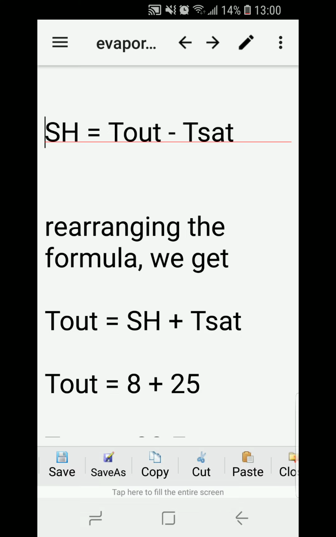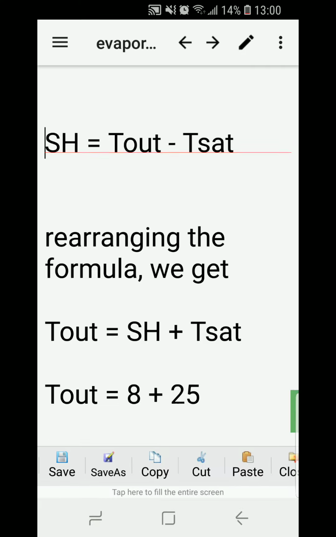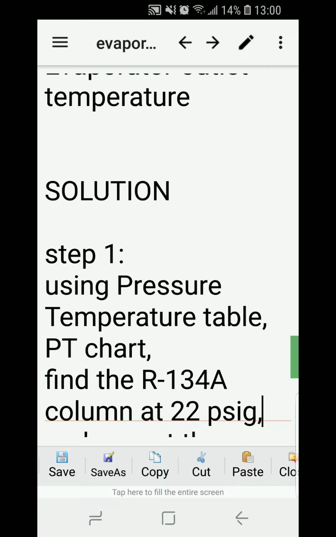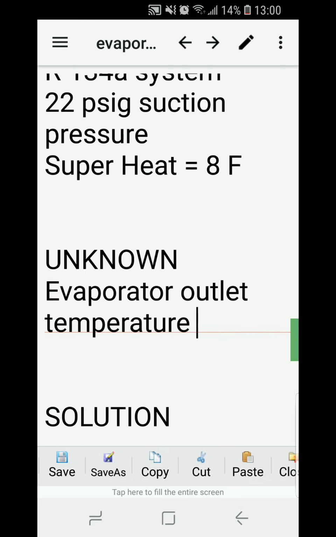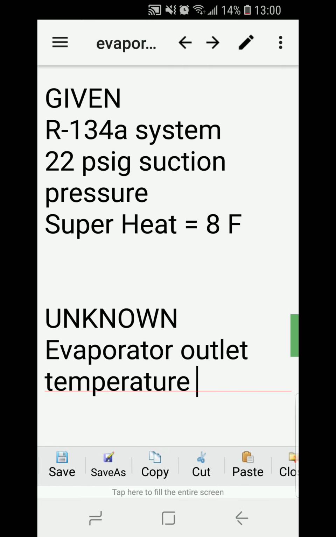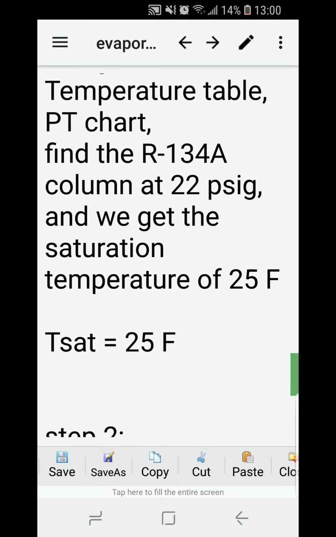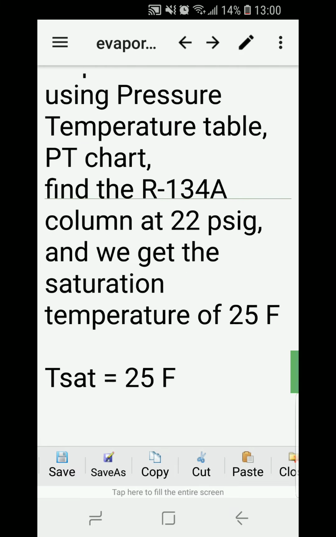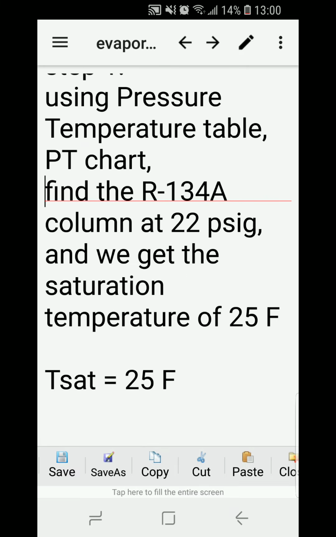The outlet temperature, the superheat, we are given a superheat of 8 Fahrenheit right there, and from the PT chart we determined that the saturation temperature at 22 psig suction pressure is 25 Fahrenheit.